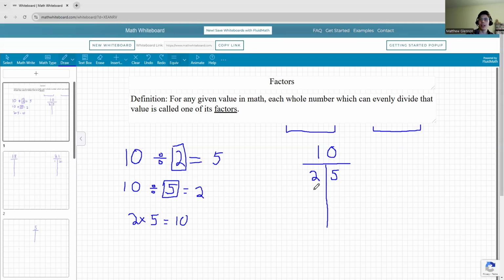Also, there's one other set of factors for 10, which is almost so simple that we forget about it, but it is a really important pair. In fact, it's so important, it's called the identity pair, or I suppose an identity for multiplication, which is any number times 1 is just going to be itself. So we can also write 1 times 10 is 10.